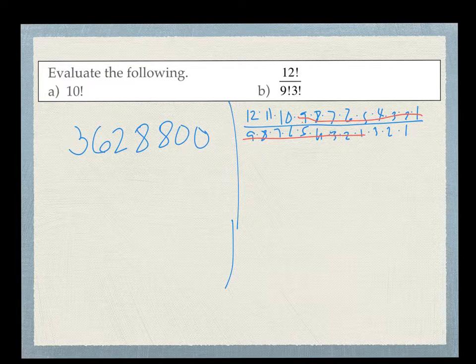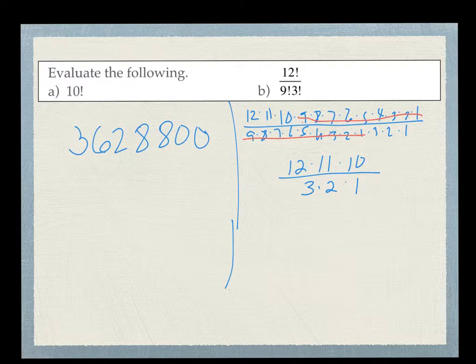So I end up with just 12 times 11 times 10 over 3 times 2 times 1. And that's significantly easier. Right? Everyone's agreeing with me? I think it's easier.